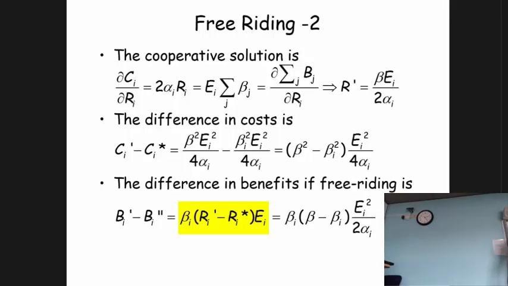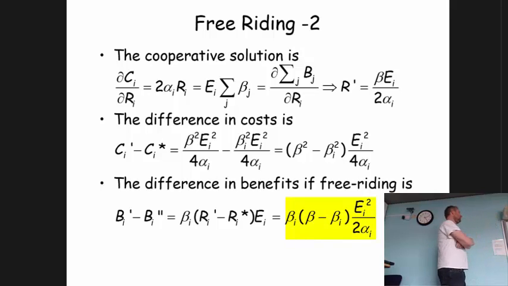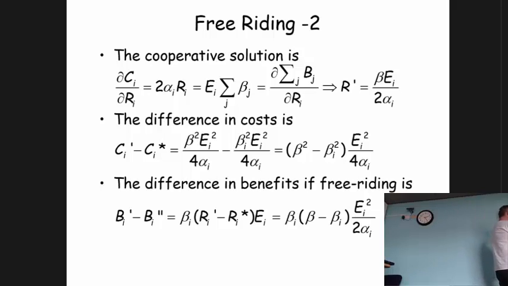And if you substitute the solution in, then what you find is that the difference in benefits is beta I times beta minus beta I. What's the difference between the subscripts? What do the subscripts in this case mean if it's just beta I with no summation? Beta I is the marginal damage or the marginal benefit in a particular country, whereas beta is the marginal benefit in all countries.